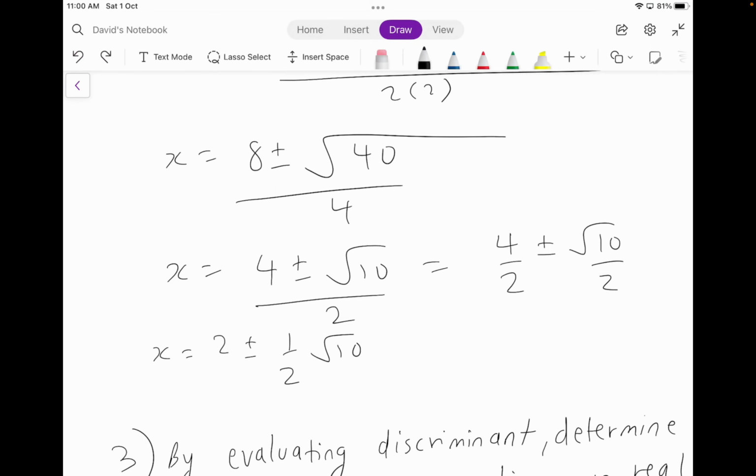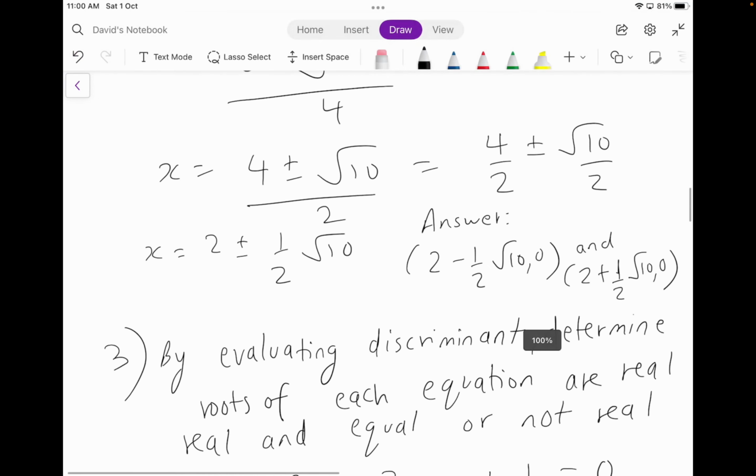So your answer, in conclusion, is that you have to find 2 minus half square root 10 comma 0, since it's x comma 0, and it's going to be another value as well, 2 plus half square root 10 comma 0 as well. So these are your two x coordinates which are going to appear on the graph as it is mentioned in the question. All right, so that's going to be our answer. Let's move on to the next question.